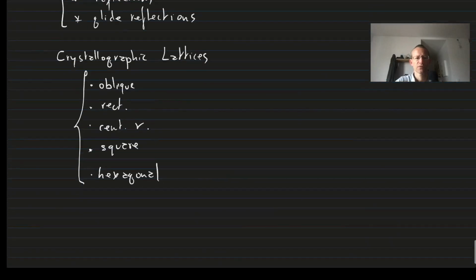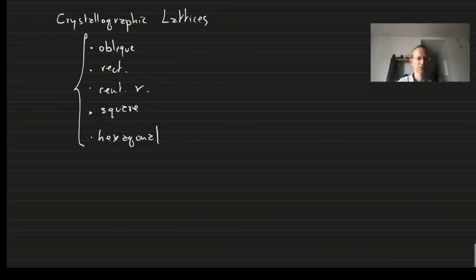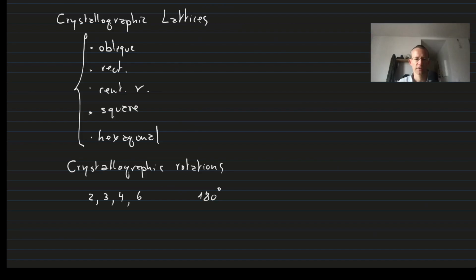The rotation groups that can occur, the so-called crystallographic rotations or angles, are rotations of order 2, 3, 4, or 6, or in other words, by 180 degrees, 120 degrees, 90 degrees, or 60 degrees. These are the possible crystallographic rotations.